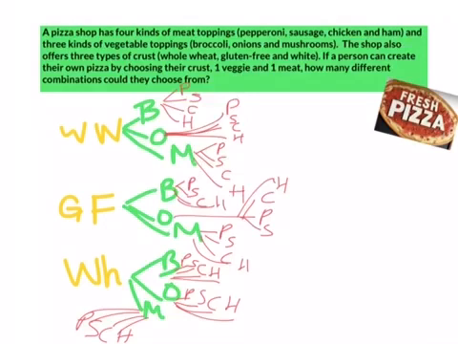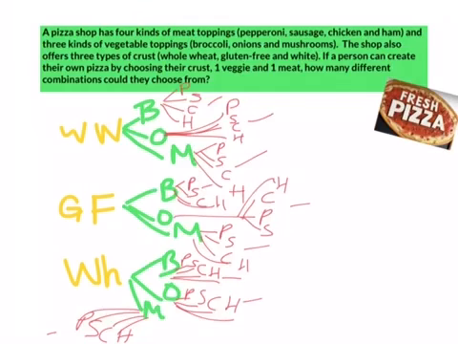If I had a piece of paper, I would have made sure to do this work much more carefully, but you get the idea. So now what can I do to figure out how many different options they can create if they choose 1 crust, 1 veggie, and 1 meat? We can count it up. 4, 8, 12, 16, 20, 24, 28, 32, 36.